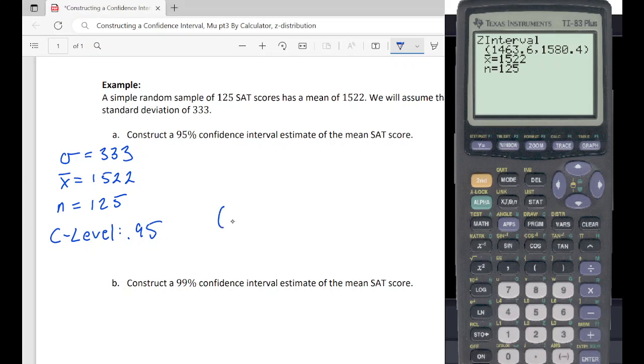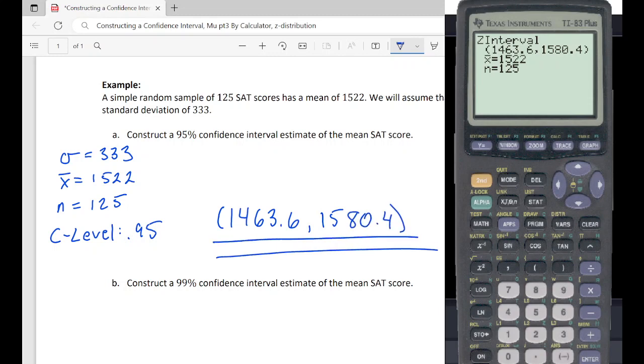Hit enter. And here we get our confidence interval to 1 decimal, and I'll just leave it as 1 decimal. So we're going to have 1463.6 to 1580.4. And so for this one, we are 95% confident that the true mean SAT score is between these two values here.